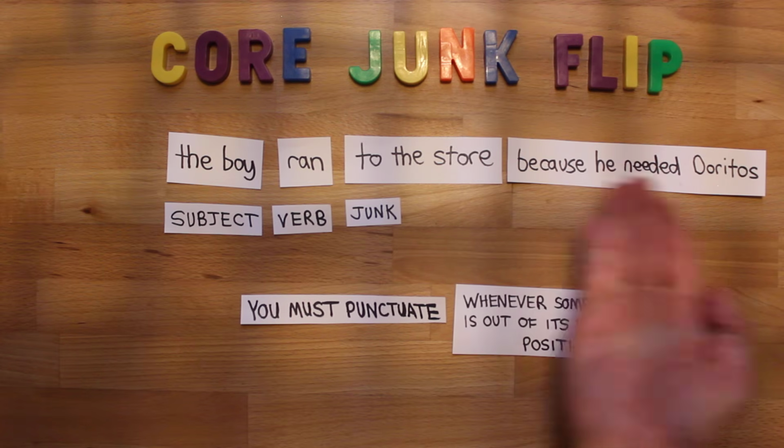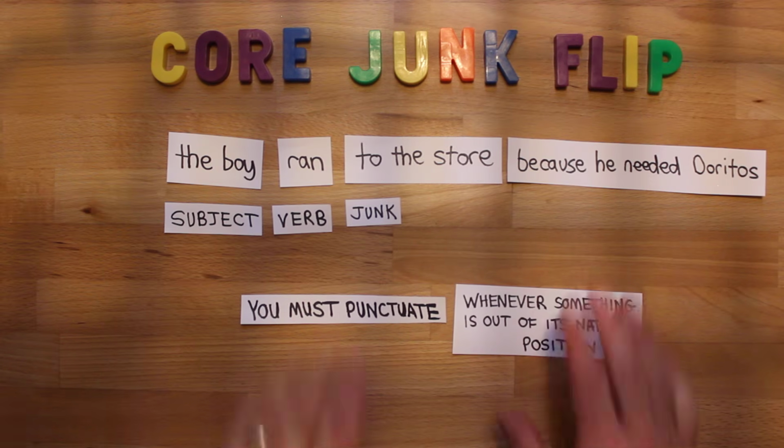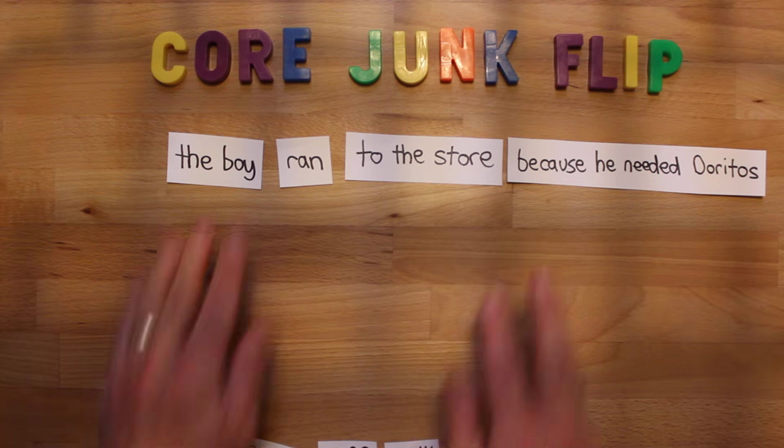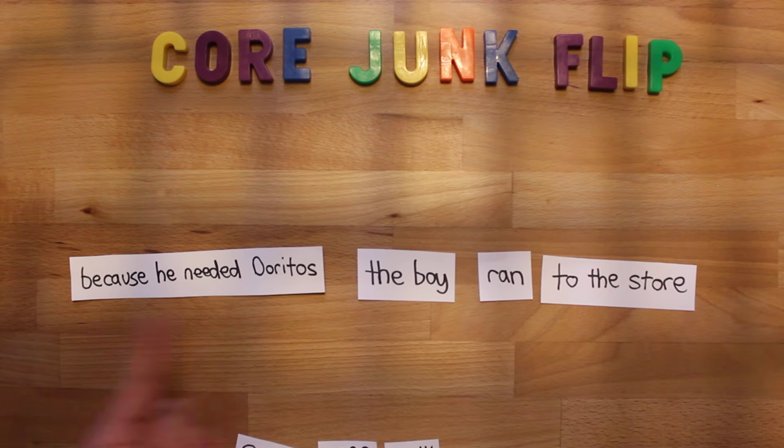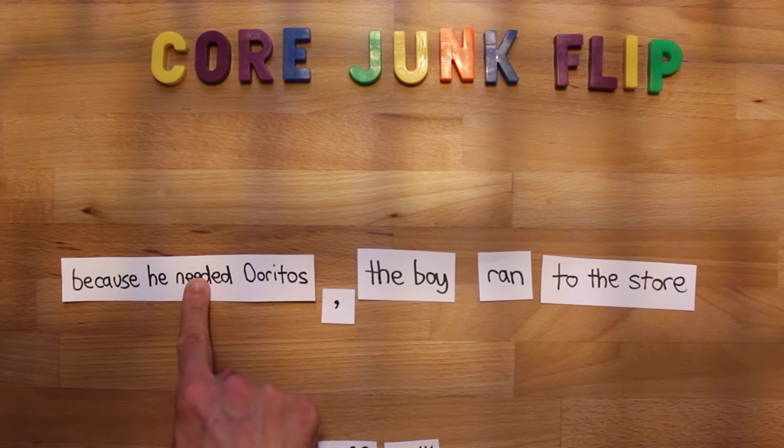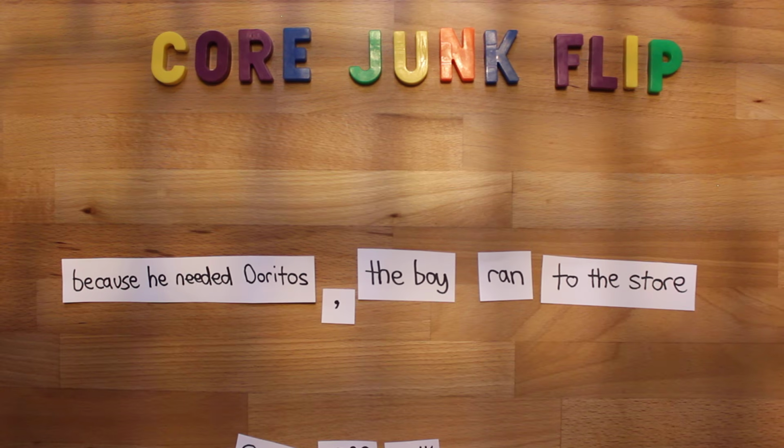So everything right now is in its natural position. So let's make something that's not. Let's move something. So we'll move it. Because he needed Doritos, the boy ran to the store. Why the comma? Not because it's an introductory phrase or clause. That comma's there because this thing is out of its natural position. It's in fact been flipped out of its natural position.